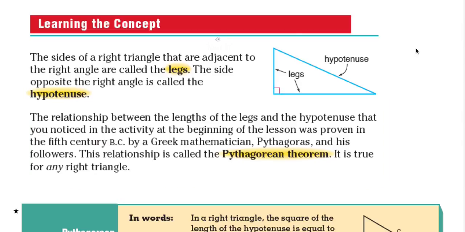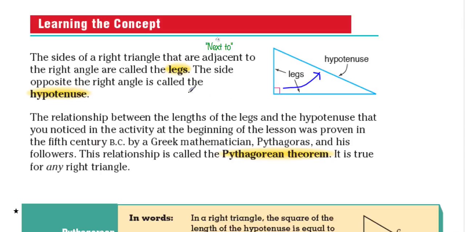Let's first analyze the parts of our right triangle. The sides of a right triangle that are adjacent to the right angle are called legs. Remember last time we talked about the word adjacent meaning next to. They're called the legs of your right triangle. The side opposite the right angle is called the hypotenuse.